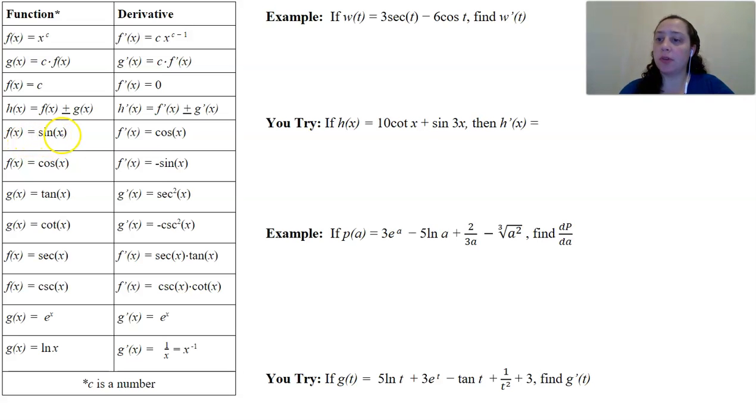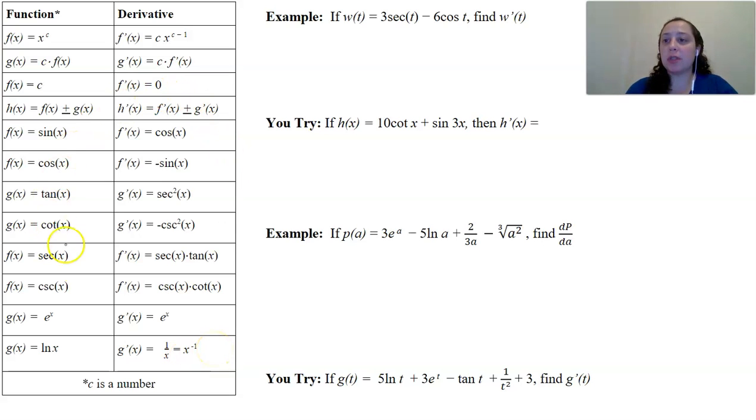The derivative of sine is cosine. The derivative of cosine is negative sine. The derivative of tangent is secant squared. Derivative of cotangent is negative cosecant squared. Derivative of secant is secant times tangent. Cosecant derivative is cosecant times cotangent. e to the x is e to the x, it stays the same. And the derivative of ln of x is 1 over x, or x to the negative 1.